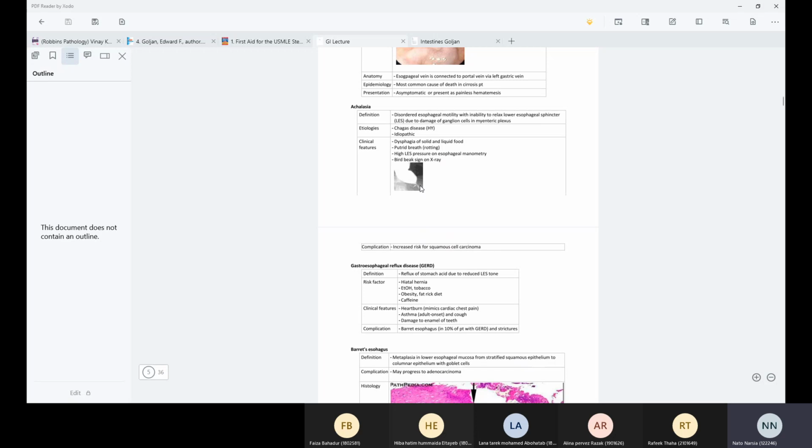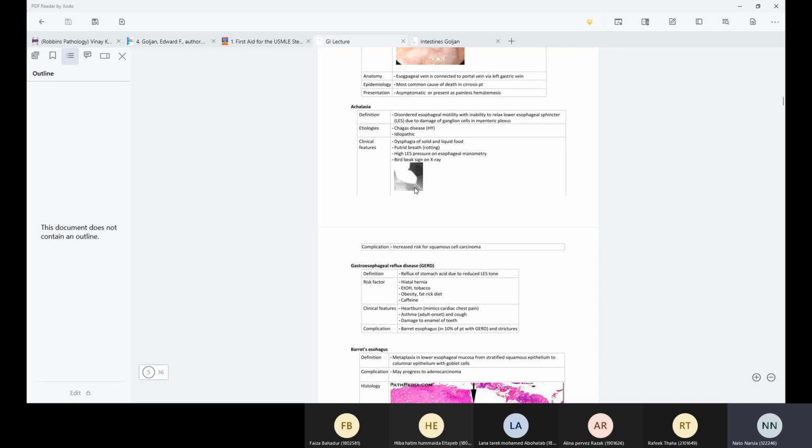And what is the problem? You see a big bird beak sign on X-ray. That is important. Bird beak sign. Like in respiratory pathology, we had a lot to memorize about X-rays, but here you need to memorize this bird beak. This is a dilation of the esophagus, and here is constriction.